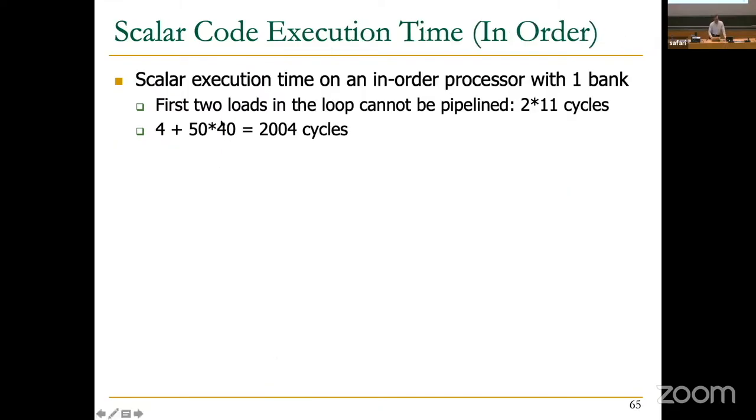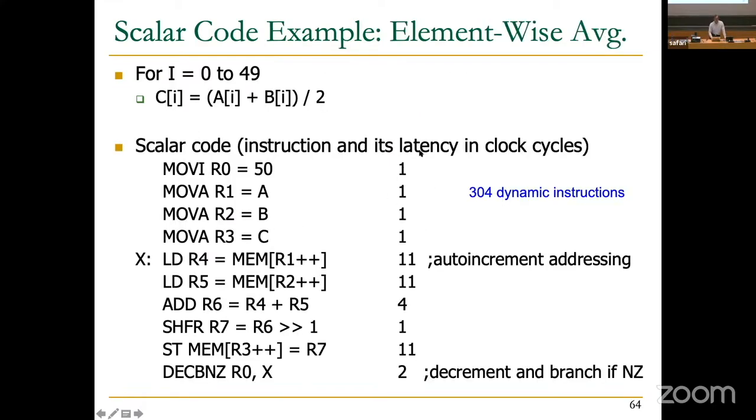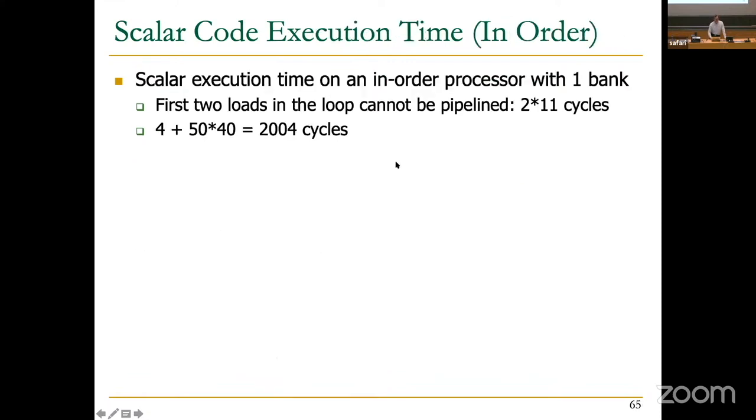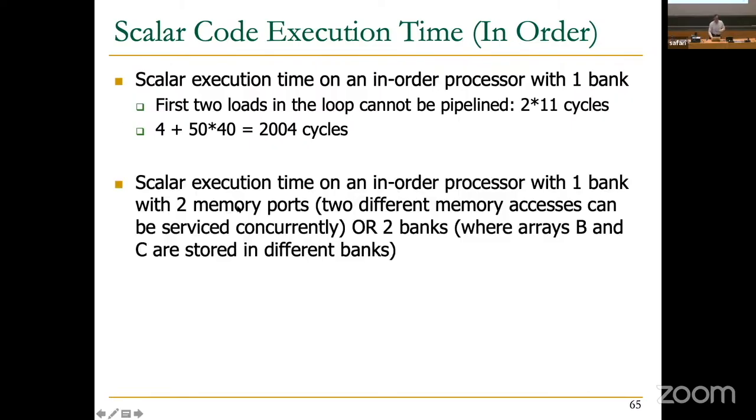And you do the loop 50 iterations, so it takes 2,000 cycles. Initially, you need to initialize these instructions. So it's 4 instructions. So it takes basically 2,004 cycles. Okay, we're going to reduce this with vector processors. But you could reduce this actually if you have an in-order processor with a better memory system. Let's take a look, in-order pipeline processor. So scalar execution time on an in-order processor with 1 bank, but 2 memory ports, such that 2 different memory accesses can be serviced concurrently, or 2 banks where arrays B and C are stored in different banks.